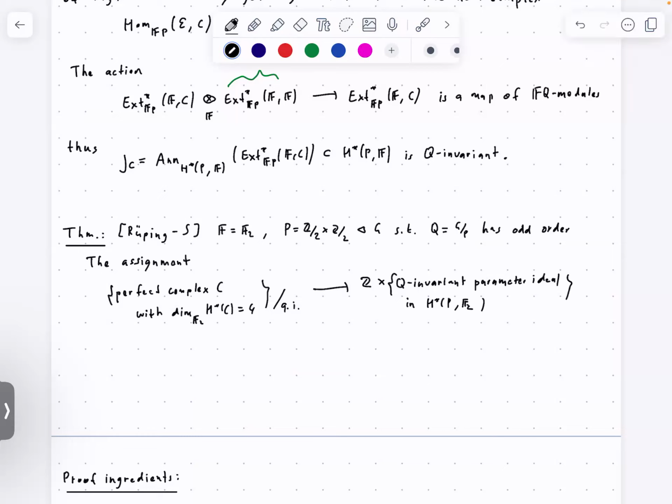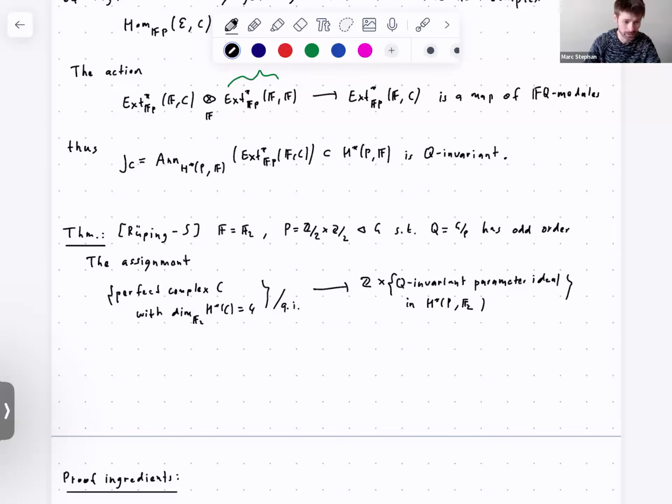So in this case, P was C2 cross C2, so the group cohomology is just a polynomial ring in two variables of degree 1. And so what does it mean in this specific case to be a parameter ideal? It must be generated by two elements, homogeneous of degree at least 1, and we want that the quotient is finite dimensional as a vector space.